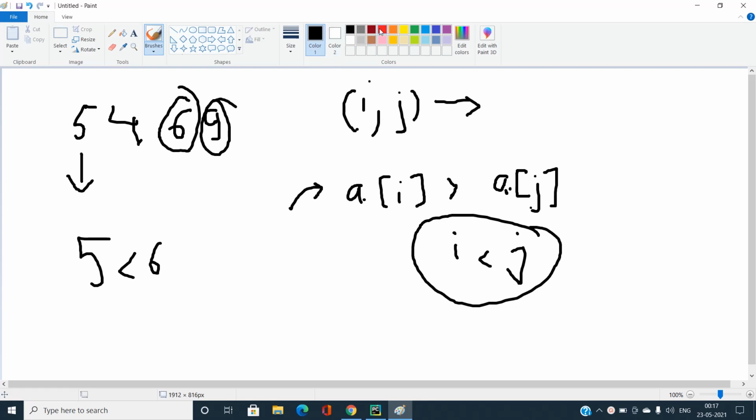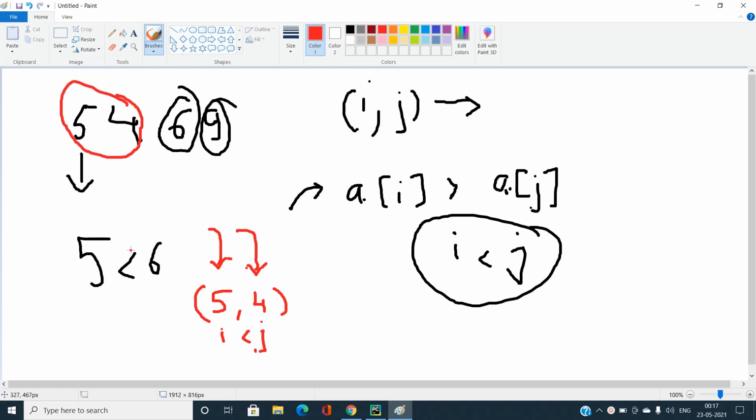Then which pair should be included in the inversion count? If you look at the values 5 and 4, A of i is greater than A of j, and i is less than j. Yes, the pair 5, 4 should be included in the inversion count. This is the only inversion pair in this array. So I need to build any array, then find the lexicographically smallest one.